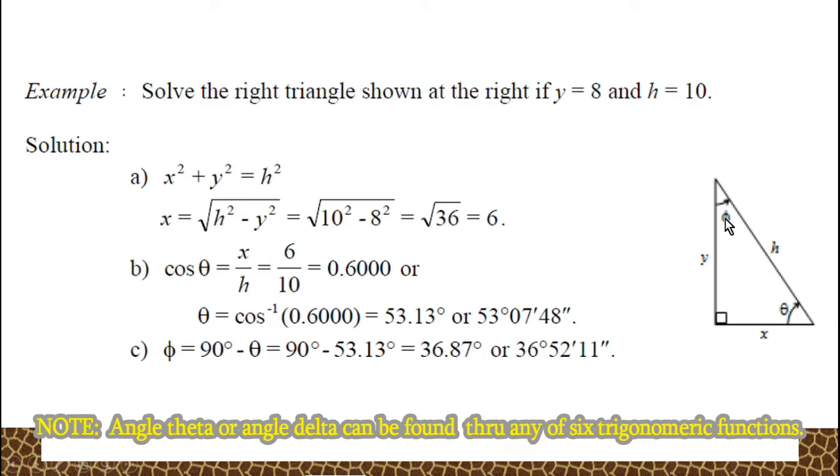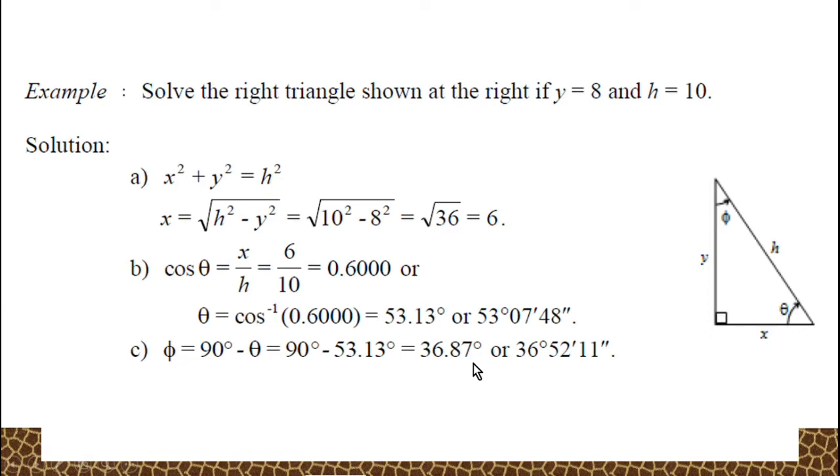So to find the delta, we can subtract it directly. We know that the two acute angles add up to 90 degrees. So 90 degrees minus your 53.13 degrees, which we got earlier, is equal to 36.87 degrees. So that is now the value for your delta.